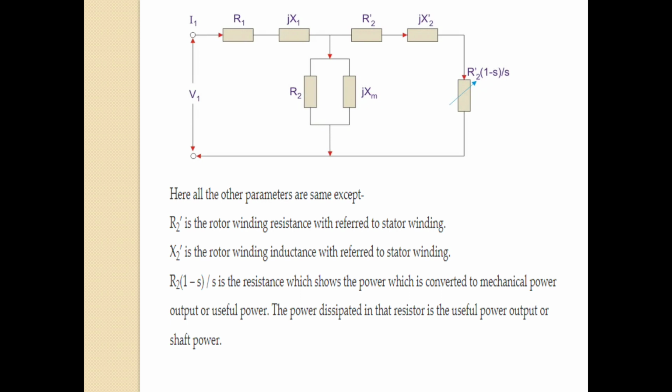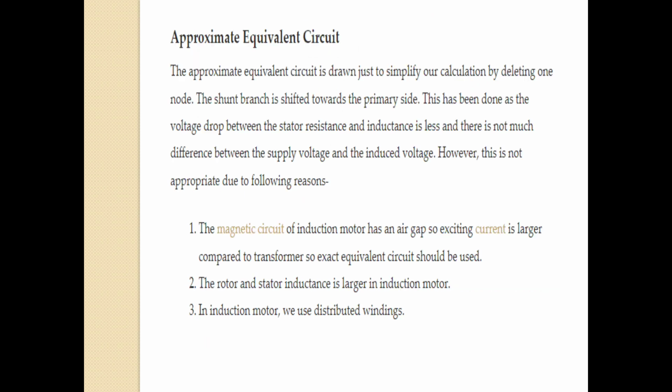In the equivalent circuit of the rotor circuit, the variable resistance can be written as R2 divided by S, which is R2 plus R2 divided by S minus R2. So that R2 divided by S is equal to R2 plus R2 times (1 minus S) divided by S.